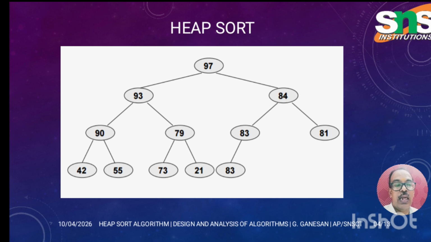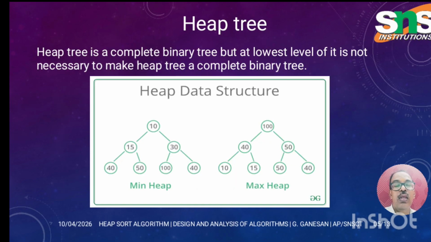The given elements are arranged in the form of a tree. For example, there are 12 elements here. All 12 elements are arranged to form a tree-like structure. This tree is called a heap tree. There are two types of heap tree. One is the minimum heap tree, also called min heap. The second one is the maximum heap tree, also called max heap.